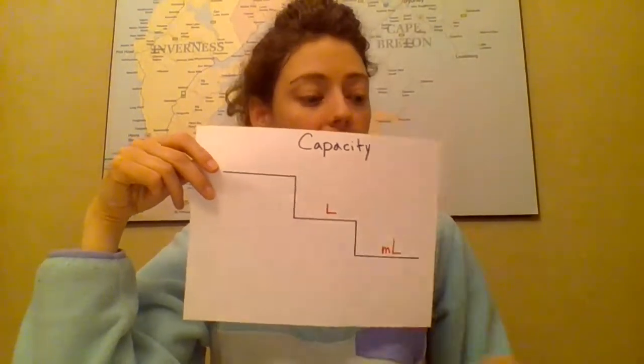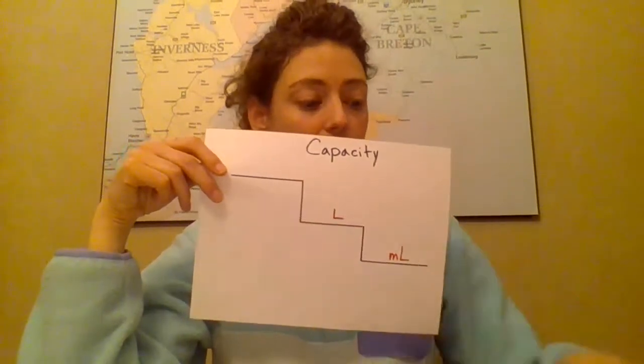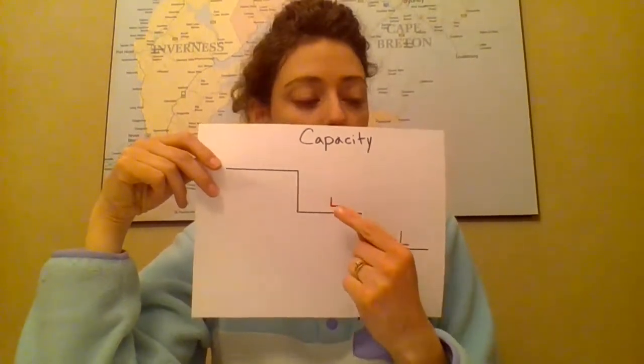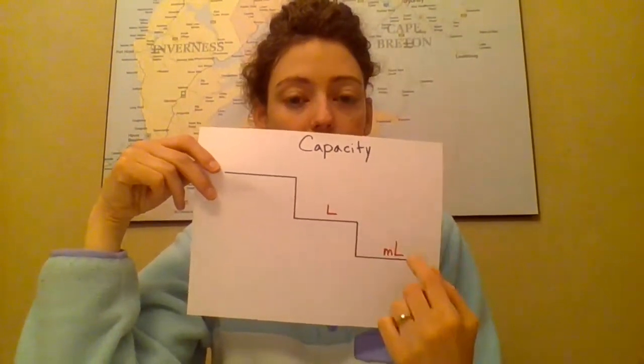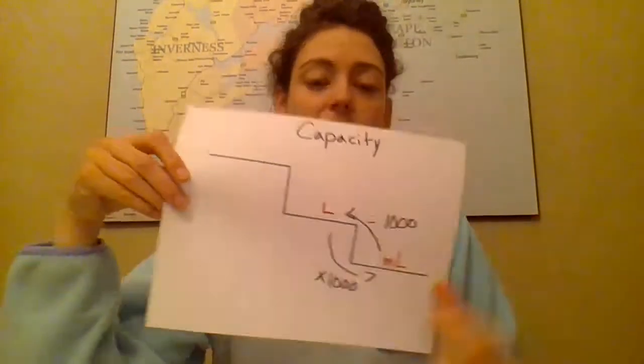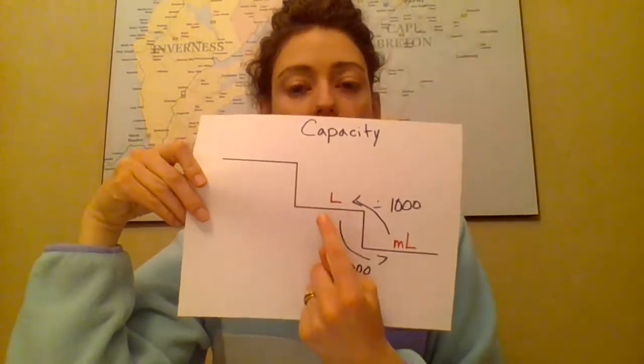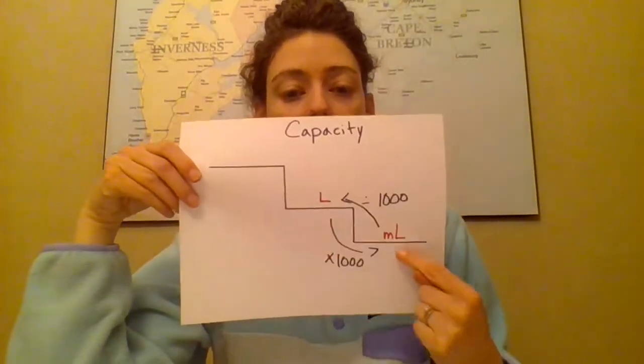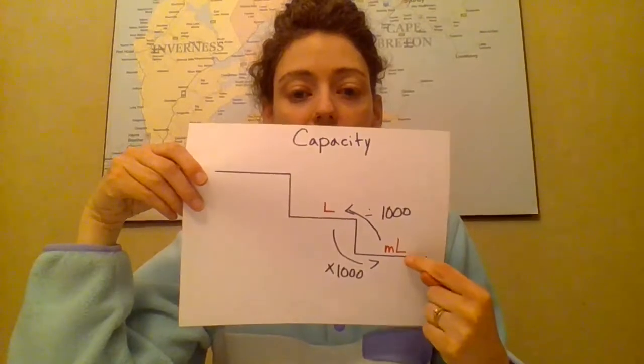Okay, so just like we did on the first paper, I'm going to write down the multiplying and dividing so you can see that. So when you're going up, you're going to divide by 1,000, and then when you're going down the steps, you're going to multiply by 1,000. So that if you had 5 liters and you wanted to change it into milliliters, you change that to 5,000 milliliters. Okay?